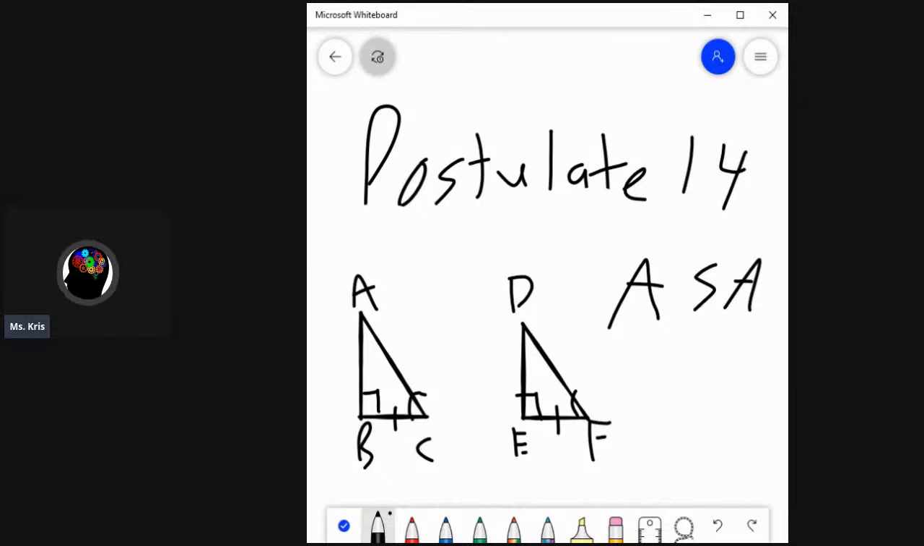Now, there is a theorem that we must discuss, which is angle, angle, side. The other three are postulates. The theorem is angle, angle, side. If you can prove it, the theorem, of course, remains true. What does that mean? What does that look like?